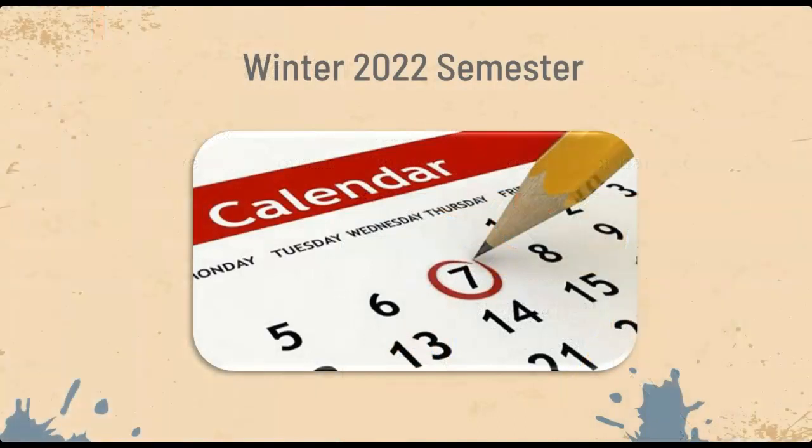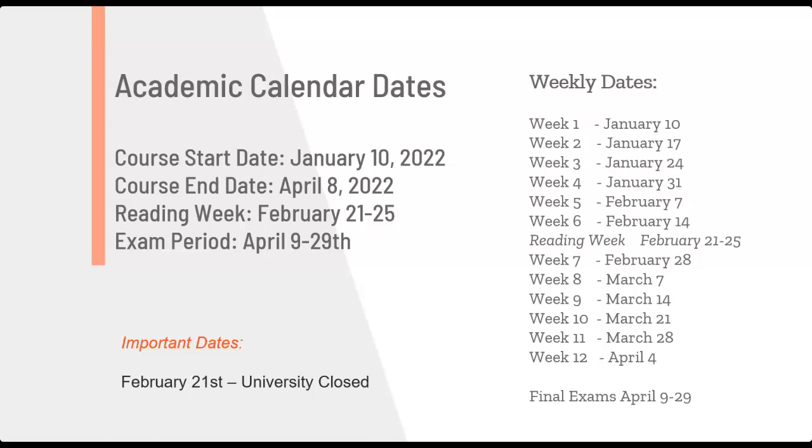Okay, let's look at what the winter semester will look like first. The winter semester starts today. We're recording this today, January the 10th, and it runs until the end of April the 8th, which is the end date of the course. There's 1 week off, so there's no expectation for you to do anything during your reading week, which is February 21st to 25th. And your exam period is April the 9th to the 29th, okay?